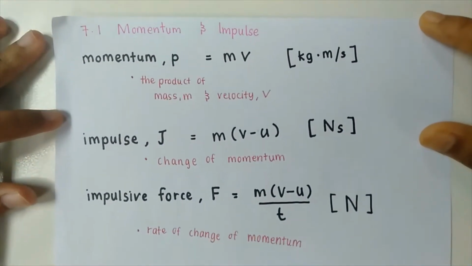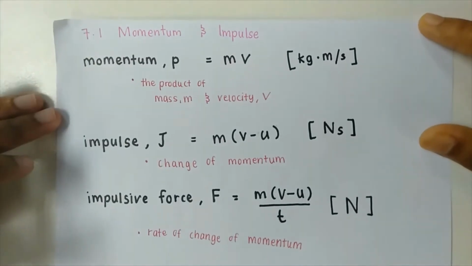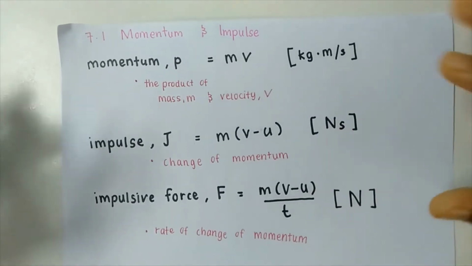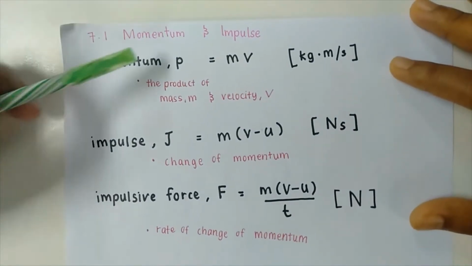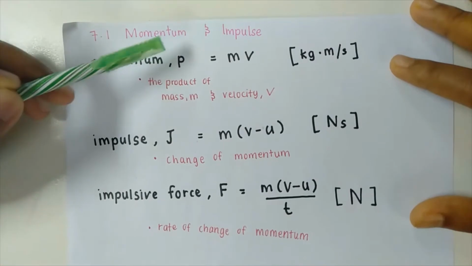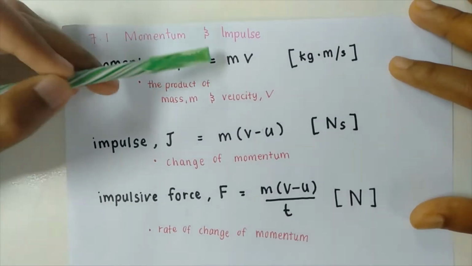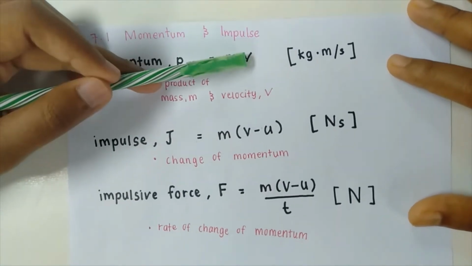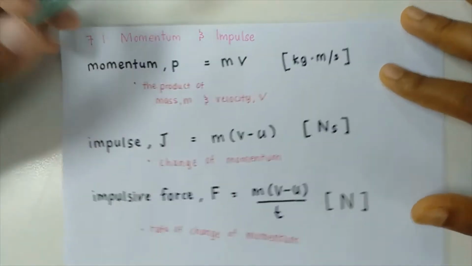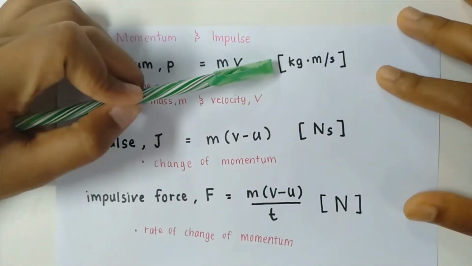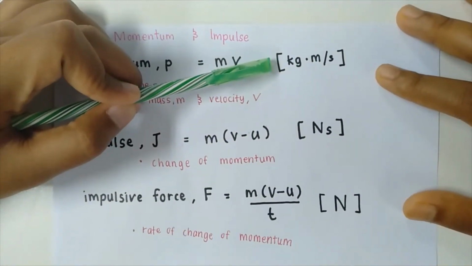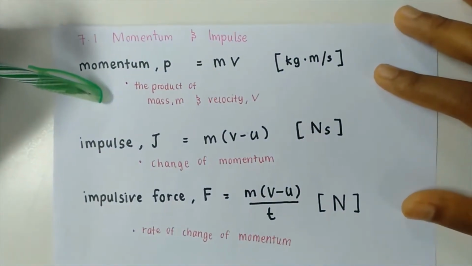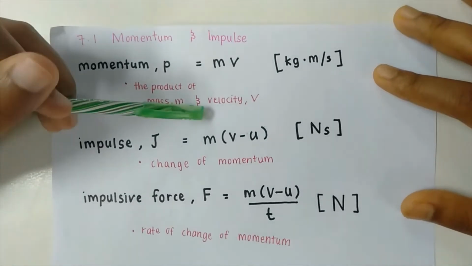Okay, momentum and impulse. In this subtopic, you just need to know three formula. Okay, first is momentum. The symbol is small p, and the formula is p equals to mv. m stands for mass, v stands for velocity. That is why the unit is kg m per s. Momentum can be defined as the product of mass and velocity.